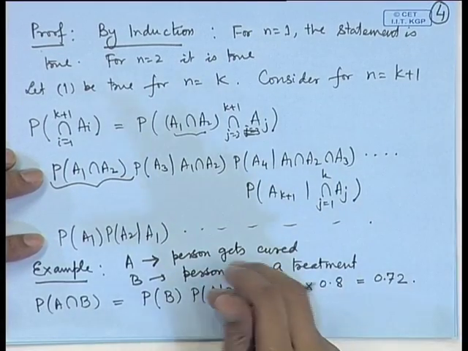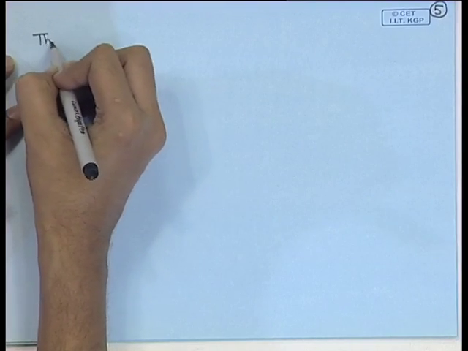Now, this representation, that a certain event can be considered as a consequence of certain other event or happening after a certain event, leads to some interesting possibilities, and one of the major things is the so-called theorem of total probability.